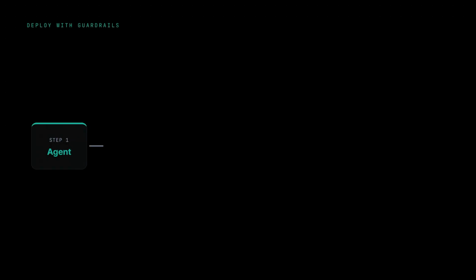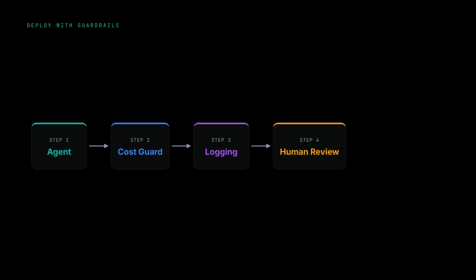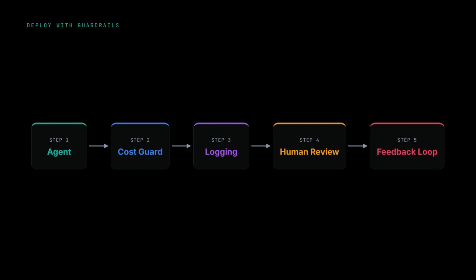Step 6. Deploy with guardrails. Set a maximum token spend per ticket. Log every decision. Route high-stakes resolutions through human review. Measure customer satisfaction and iterate.